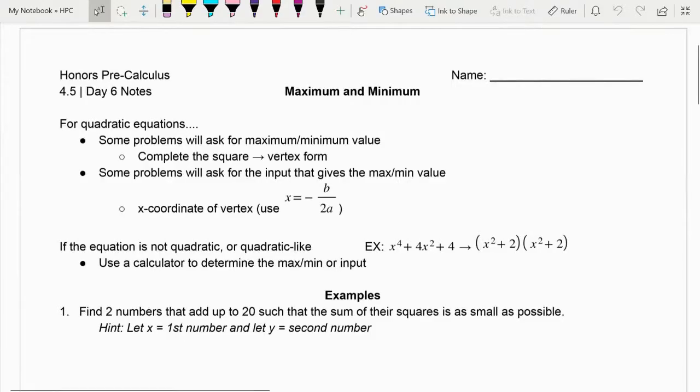Okay, today we are on chapter 4, day 6 notes. We're going to be talking about the maximum and minimum. So take a second to read this top part.